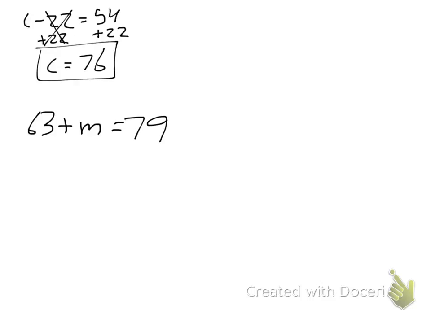We just solved, hooray, but how do I know that 76 is correct? You can plug it in. You plug it back into the original problem. So I'm going to take C out and put in 76.